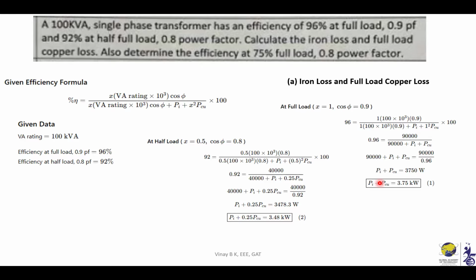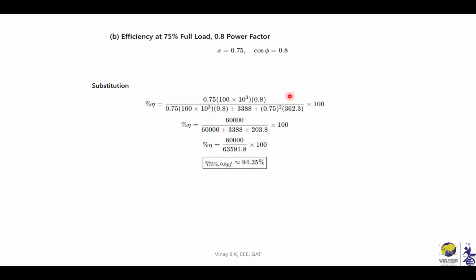So now we are getting two equations, and you solve this with the help of calculator. We'll get the value of Pi as 3.39 kilowatt and PCU as 0.36 kilowatt. Once after knowing these two values, find the efficiency at 75% full load and 0.8 power factor. Use the formula of efficiency. X into VA rating, that is 0.75 into 100 into 10 to the power 3 into 0.8 divided by output power plus, and this iron loss and copper loss were calculated. Substitute that value and simplify this equation. We'll get 94.35% as the efficiency for 75% full load, 0.8 power factor.